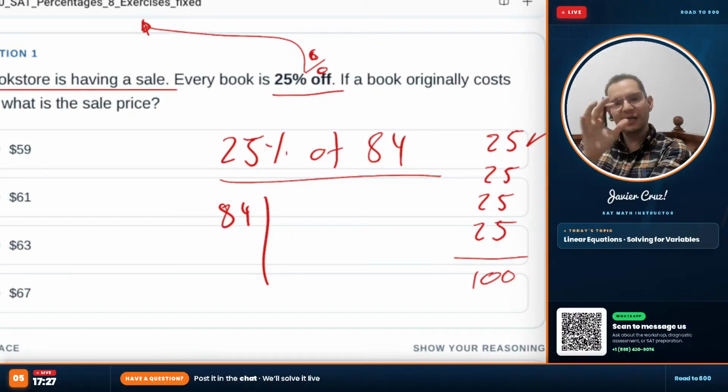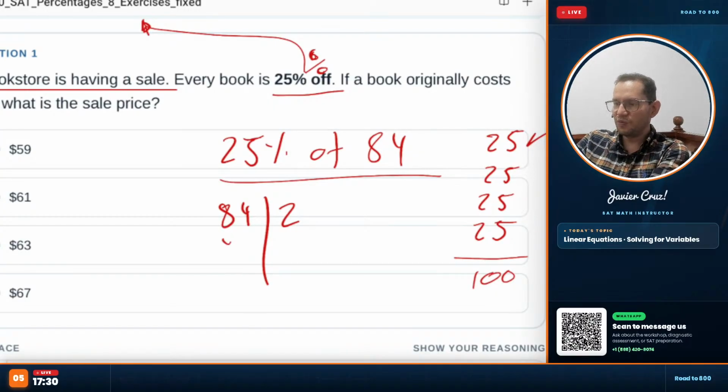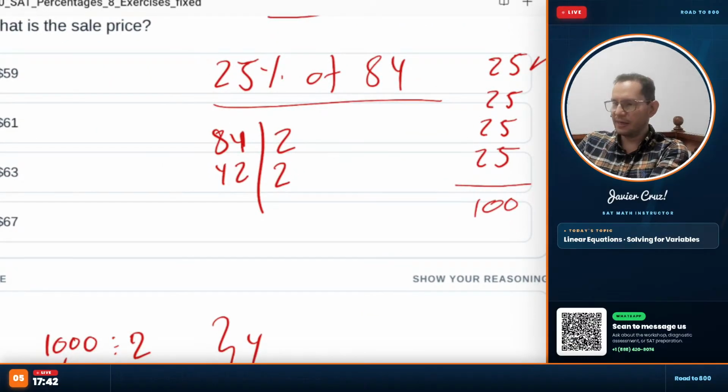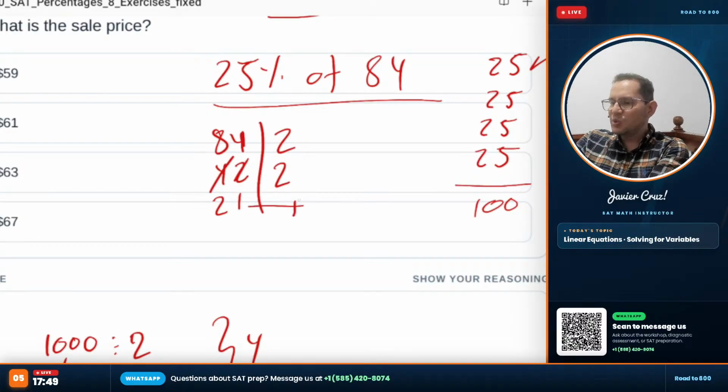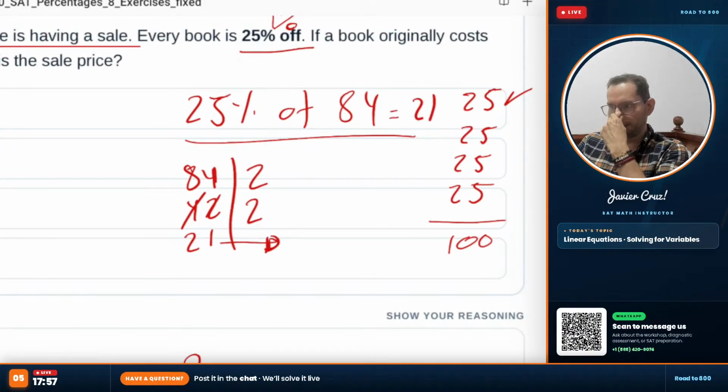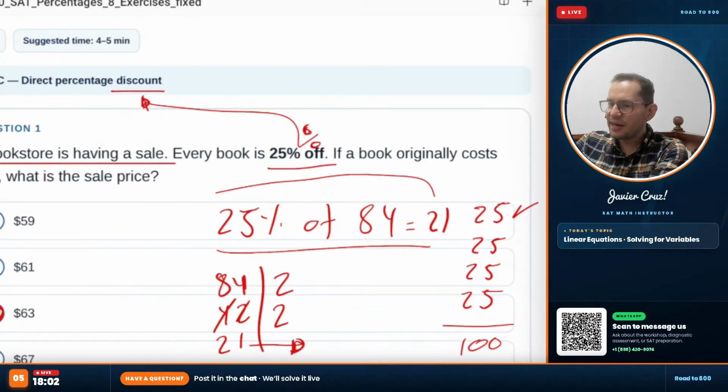So the first time that I need to divide 84 by 2 is 42, right? The half of 8 is 4 and the half of 4 is 2. So then we have the number 42. And then we divide again by 2. The half of 4 is 2, and the half of 2 is 1. So it's 21, right? But what is the 21 value? The 21 is 25% of 84. But that's not the final price.